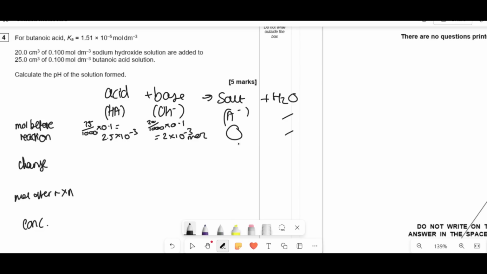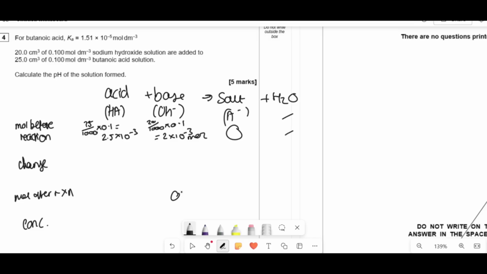Cool. How's it going to change? These two are going to react with each other. They're both going to go down. What people love doing is say, oh, we've got a limiting reactant here. Who cares? You can just aim to make one of them 0, and then you'll probably figure it out. All right, 2 times 10 to the minus 3, 2.5 times 10 to the minus 3. There's clearly less of that. So after these two all react, it's going to be 0.